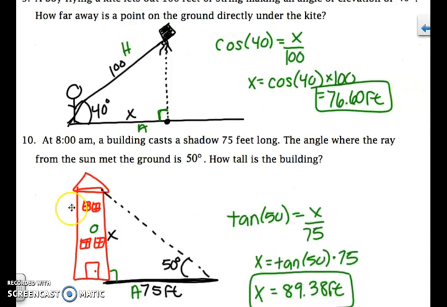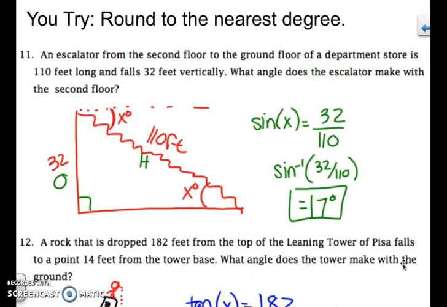Right here, you had a building at 8 in the morning casting a shadow of 75 feet on the ground. The angle where the ray from the sun met the ground, so the angle is going to be on the ground, was 50 degrees. How tall is the building? So you've got opposite and adjacent. So I used tangent of 50 and then got 89.38 feet. Okay. So if you have any questions on that, let me know.